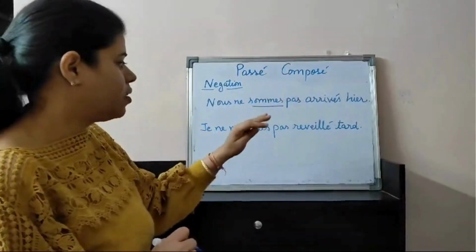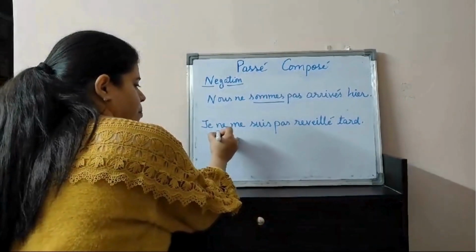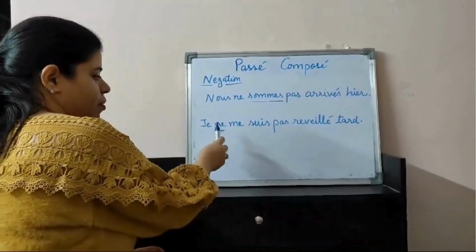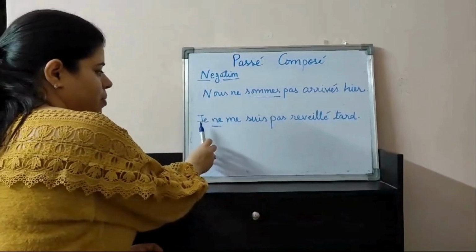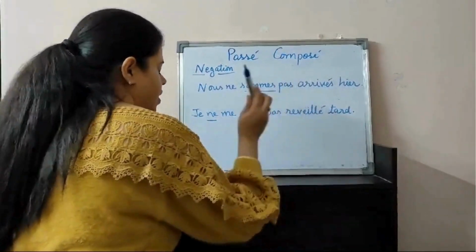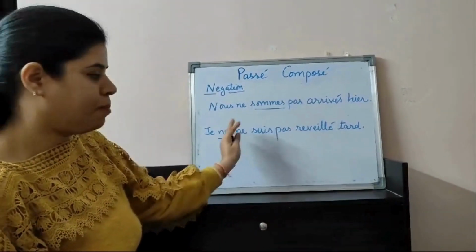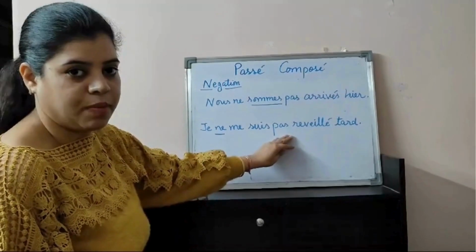Same way, for a pronominal verb, the ne will come before the pronoun. So it will come before me suis. So it will be je ne me suis pas réveillé tard. So ne will come before the first verb and pas will come after the first verb.